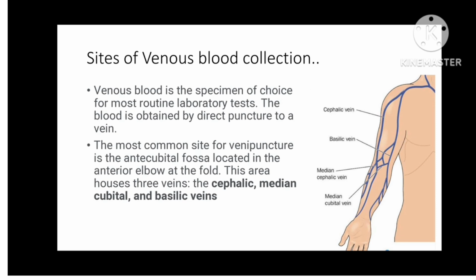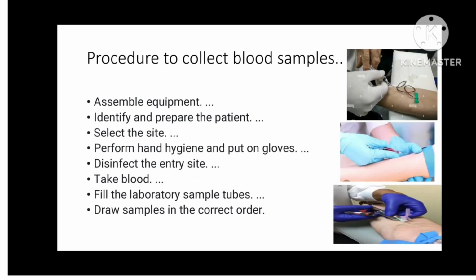Next, we are going to learn about the collection of venous blood. The procedure for collection of venous blood is: assemble the equipment beforehand, identify and prepare the patient, select the site, perform hand hygiene and put on gloves, disinfect the entry site, take blood, fill the laboratory sample tubes, and draw samples in the correct order.